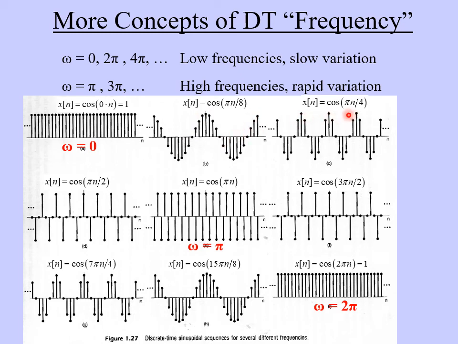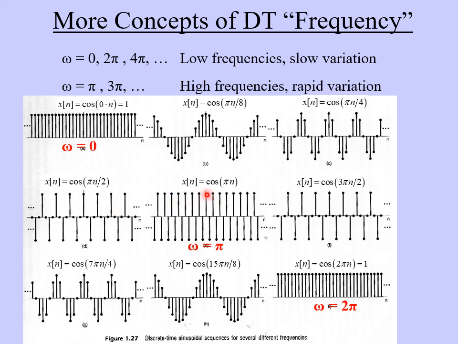Here's cosine of pi n over 4. Here the frequency was pi over 8, and here it's pi over 4. So this has twice the frequency of this one. You can see it's wiggling up and down twice as often, twice as fast. And then we have cosine of pi n over 2. So now it's oscillating even faster than this one, twice as fast again.